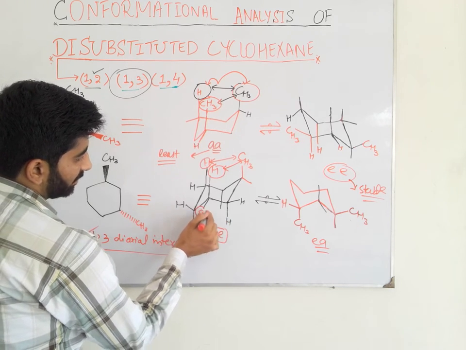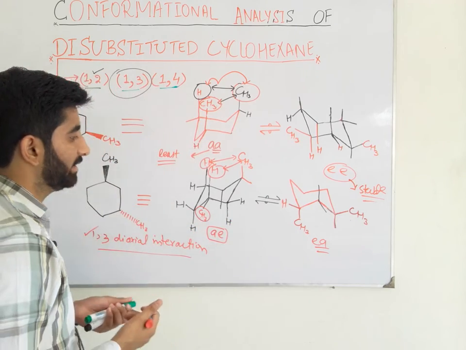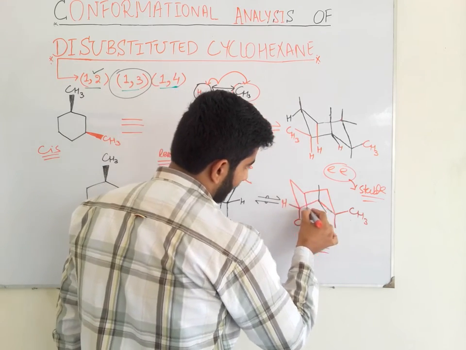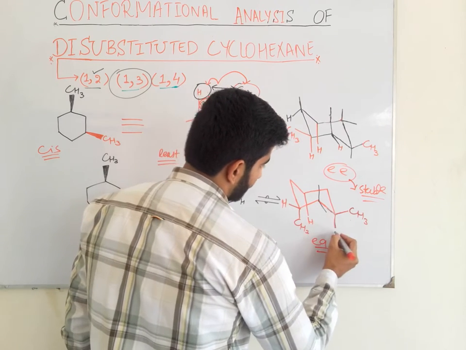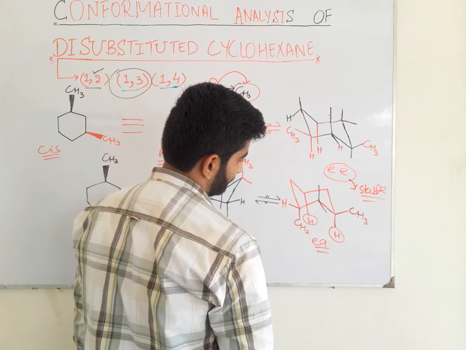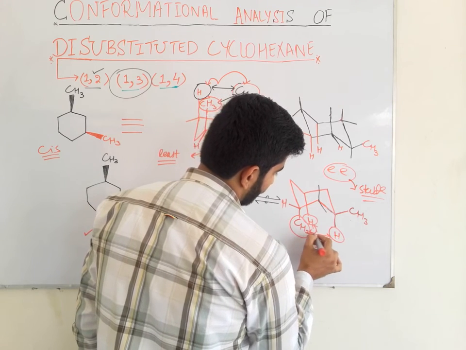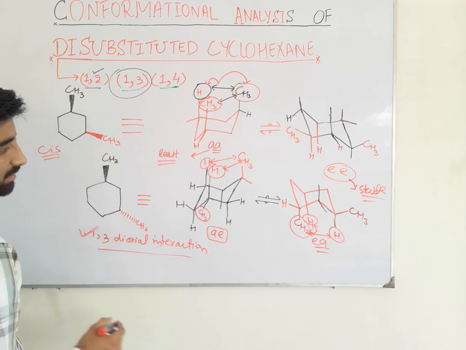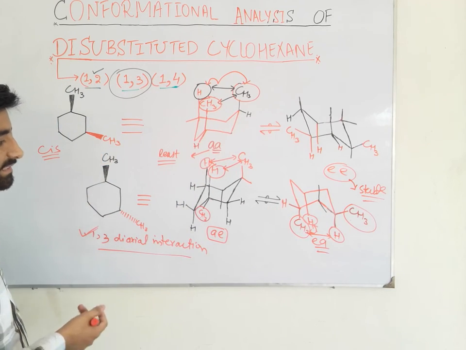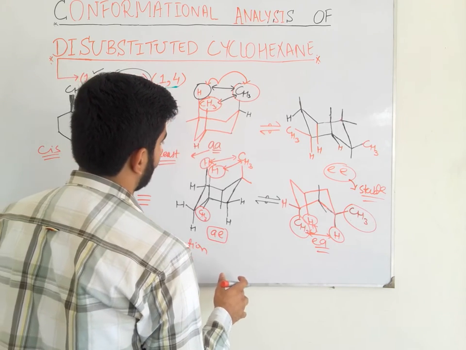While this methyl group is at the equatorial position, so there is no 1,3-diaxial interaction between this methyl group and any other axial hydrogen. In the other conformation, we will observe that there is 1,3-diaxial interaction between this methyl group and these two diaxial hydrogens, while the other methyl group does not show any 1,3-diaxial interaction with any axial hydrogen. So the stability of EA and AE is approximately equal to each other.